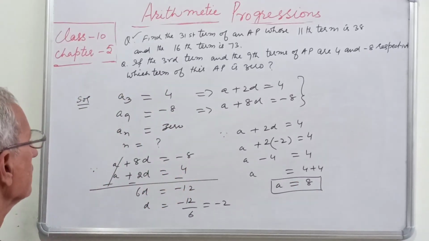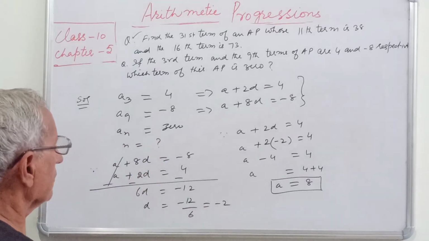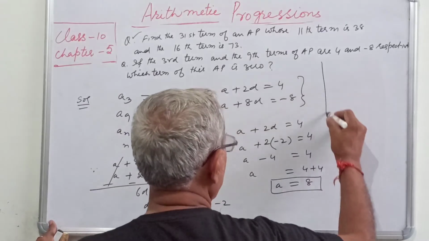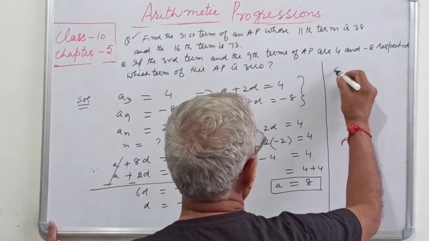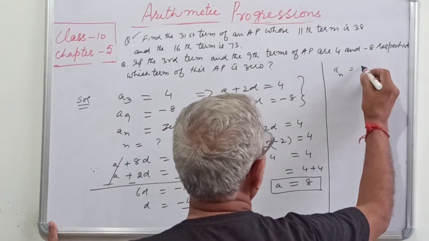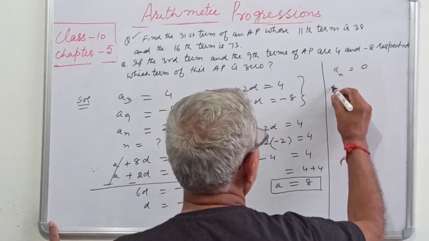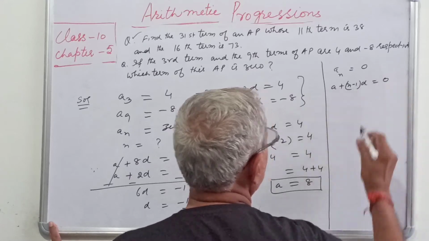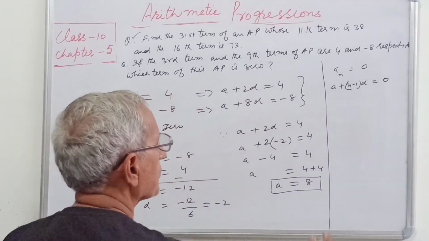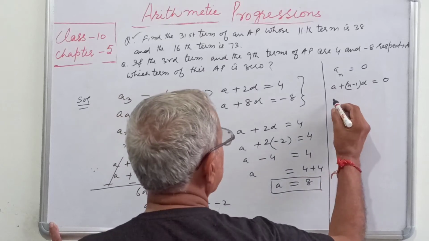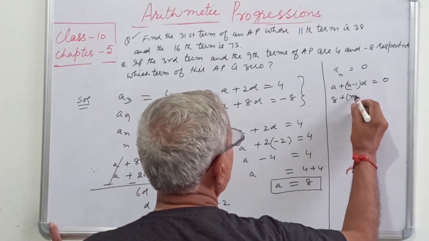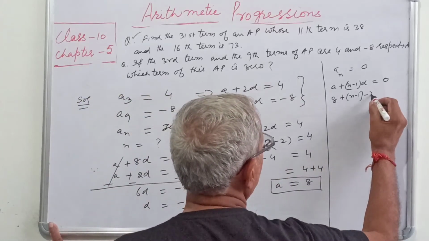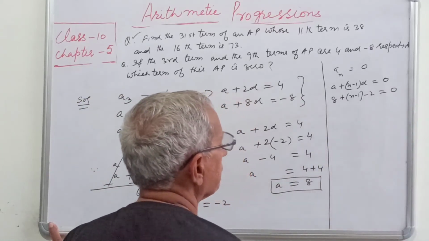Now it is given that An is equal to 0, so we have to find the value of n. So An is equal to 0 gives A plus n minus 1 into d is equal to 0. The A is 8, n minus 1, and the value of d is minus 2, and that is equal to 0.